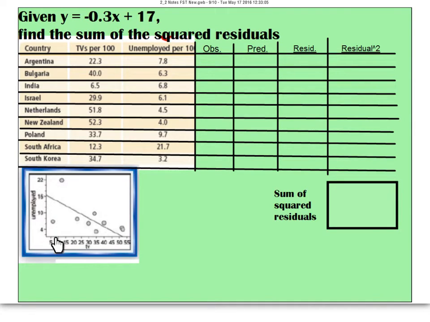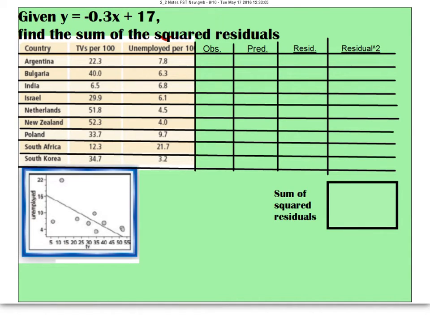They made a scatter plot of the data, which looks like this. The TVs are on the x-axis, and the unemployment is on the y-axis. What you're seeing in this data set is that as the number of TVs per 100 people increases, the unemployment rate actually goes down. So maybe there's a connection: the more TVs you have in your household means you have more money to buy the TVs, which means you're working and you're not unemployed, so you actually have a job.